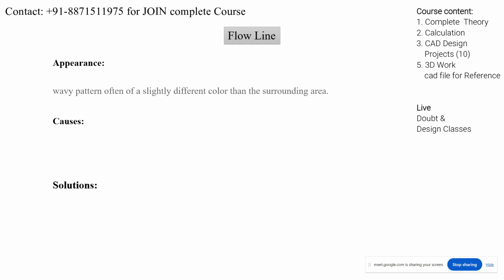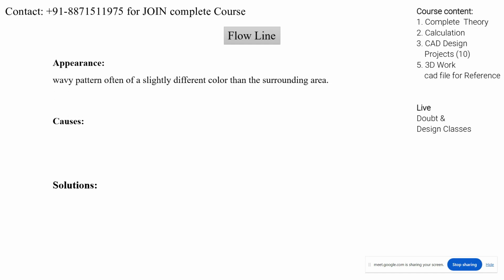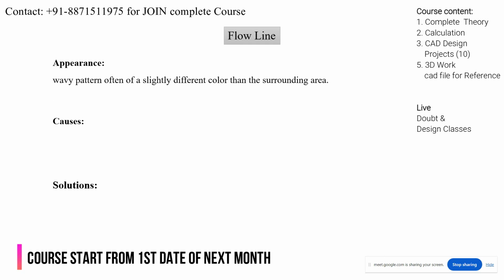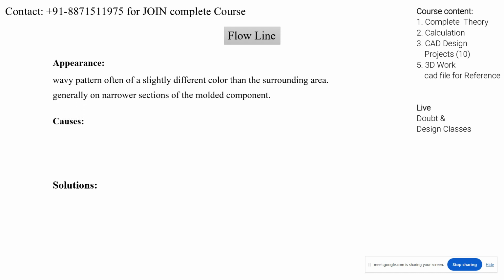See here. Flow lines basically show a wavy pattern, often a slightly different color than the surrounding areas. Generally, it will show on a narrower section of the molded component. What is the cause of that? A variation in the cooling speed of the material.